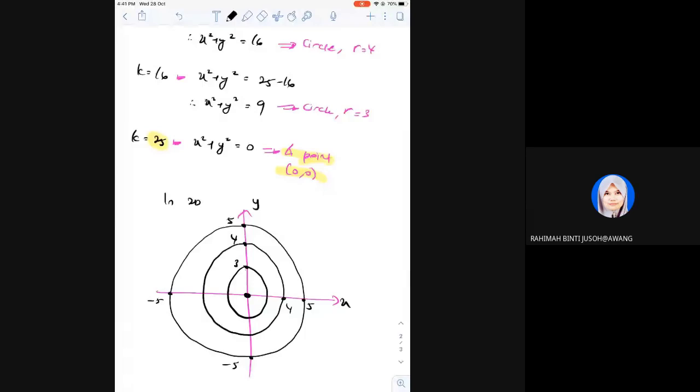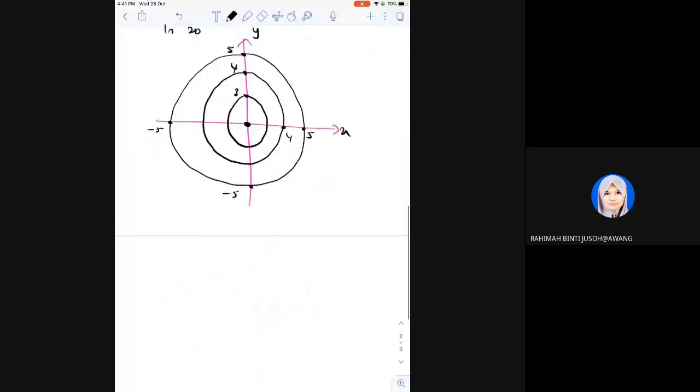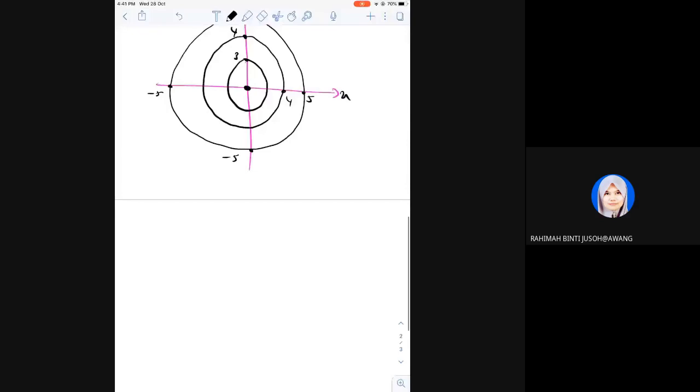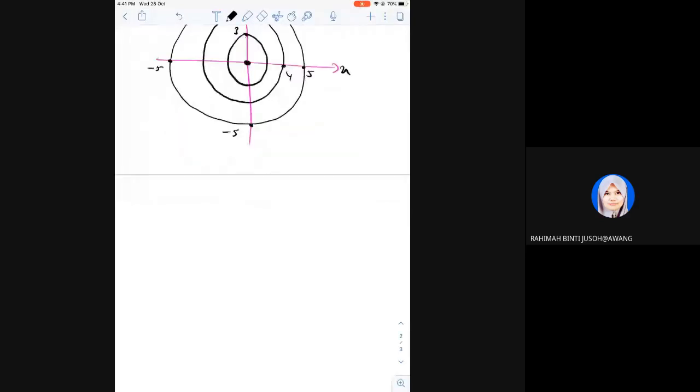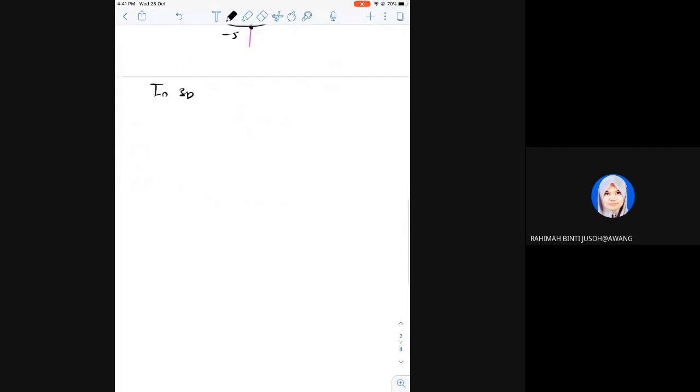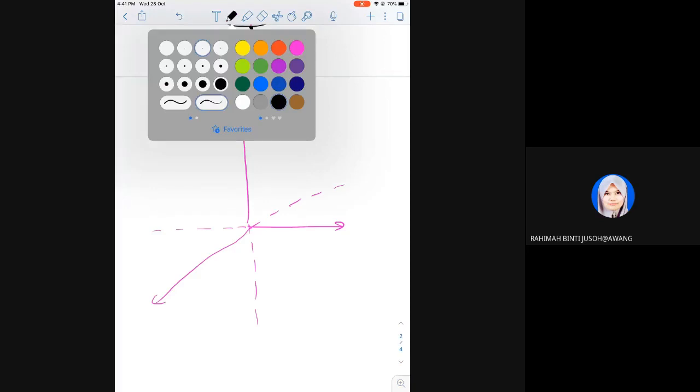Okay guys, now I want to transform these level curves, okay, into 3D. Okay, in three dimensions, let us plot the axis. Guys, you need to use a ruler, eh? Kalau you lukis, you make sure you pakai ruler, pembaris, cantik sikit. X, Y and Z.